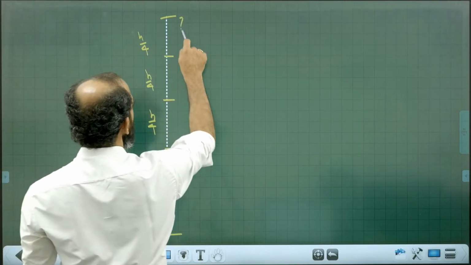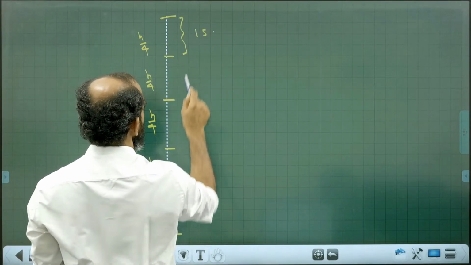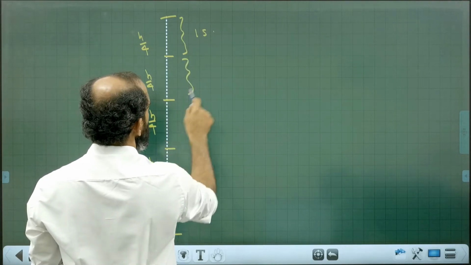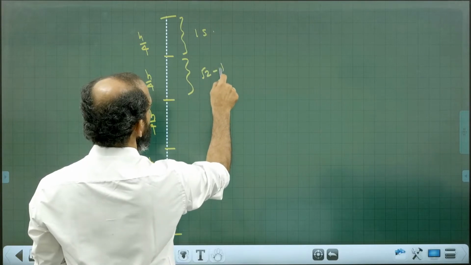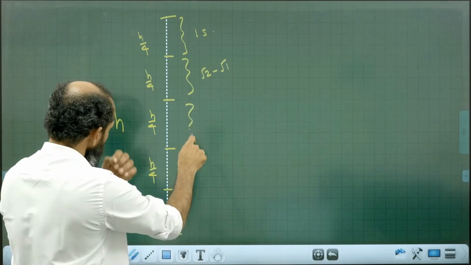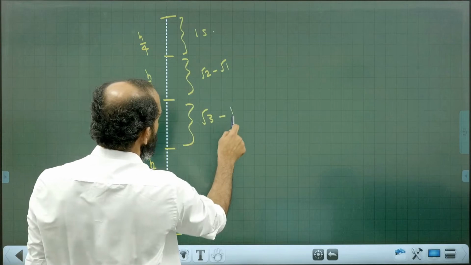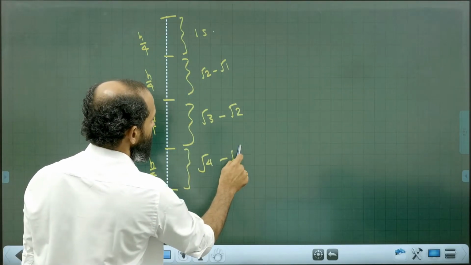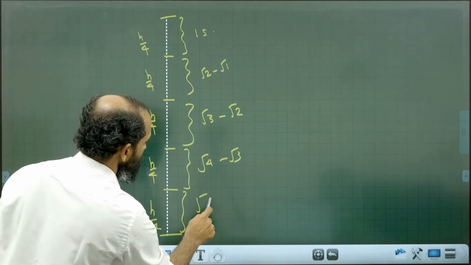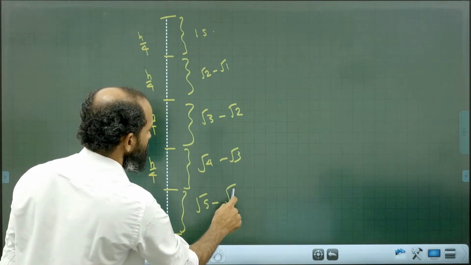Into 5 equal parts I divided. The time interval for this is 1 second. Then the time interval for this is how much? Root 2 minus root 1 seconds. The time interval for this one is root 3 minus root 2 seconds. The time interval for this one is root 4 minus root 3. And for this one it is root 5 minus root 4.